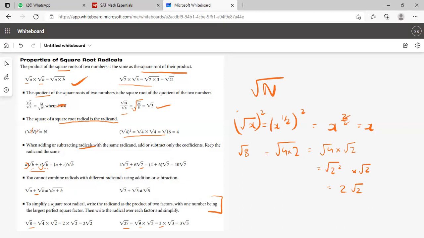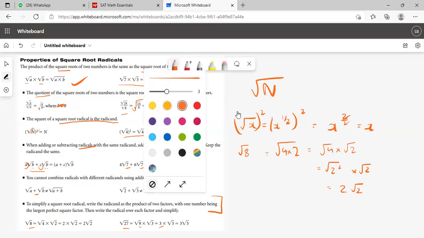Ma'am, I don't understand this. Did this one? Yeah, this point. Okay, okay, I'll explain it again. No problem. Wait, okay. Let me just change the color. Okay.